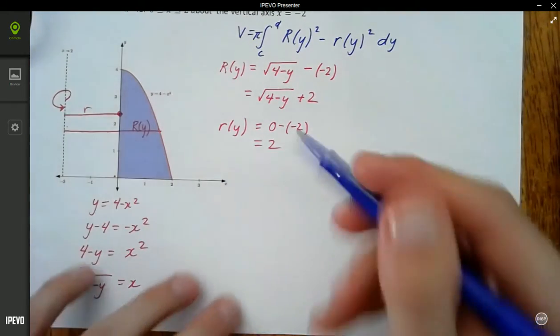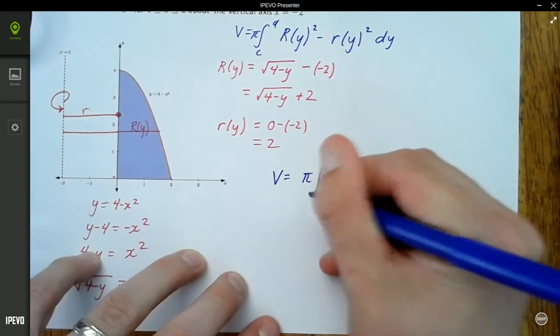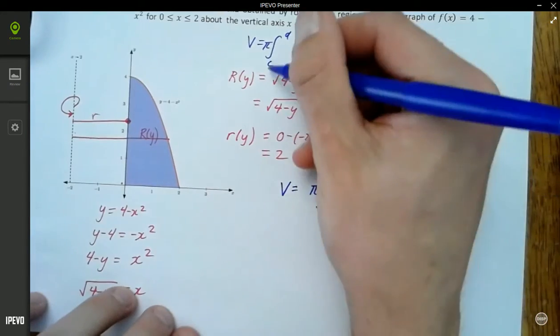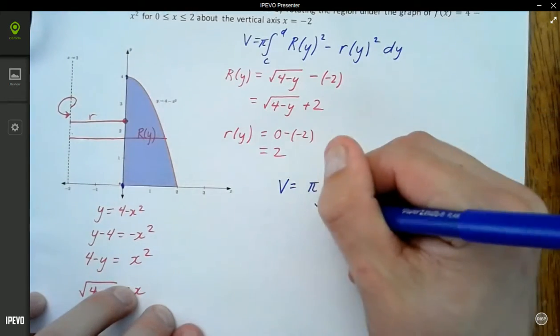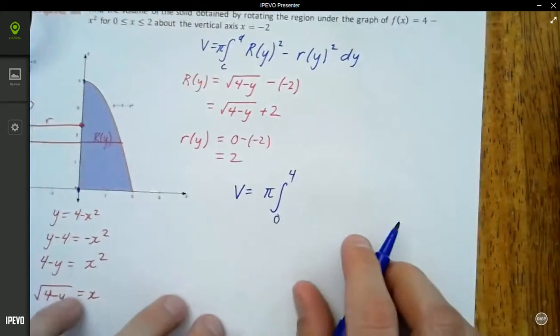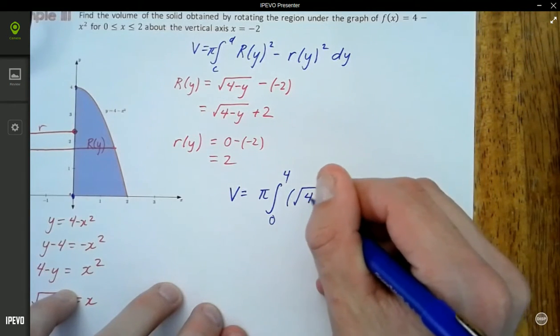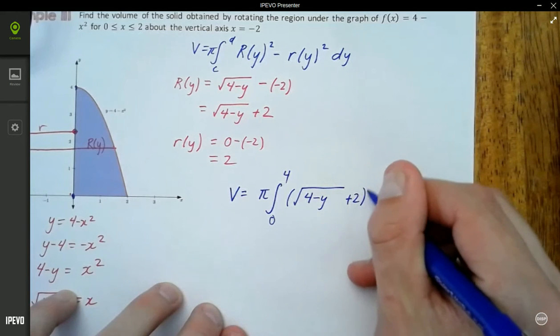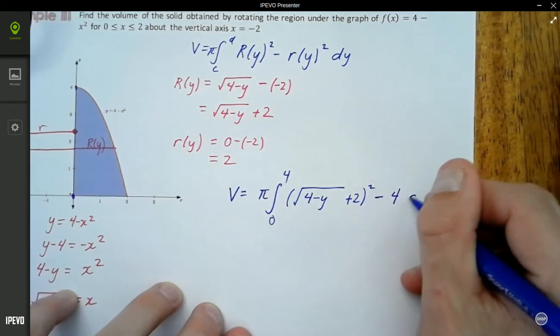Now, let's go ahead and set up the integral. So I have pi going from, what are my limits? I'm going vertically here from 0 to 4. Limits of integration. And then big R of y is the square root of 4 minus y plus 2, squared. And then little r of y, you're subtracting 2 squared, which is 4, dy.